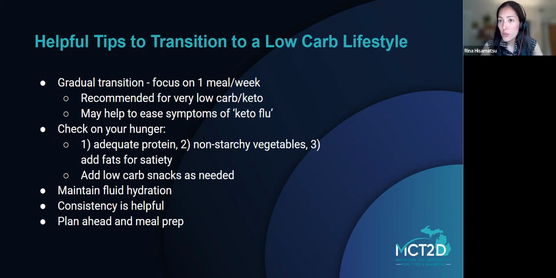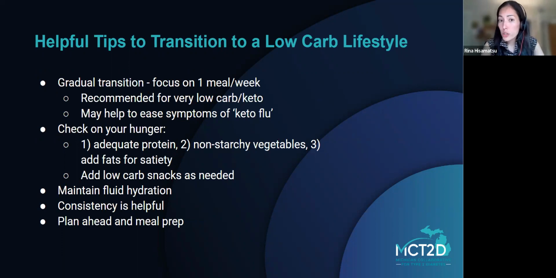Fluid hydration is extremely important as well, in order to maintain electrolyte balance, as well as to offset the diuresis that's oftentimes caused by decreased insulin secretion or a reduced insulin dose if they're on some sort of therapy there.